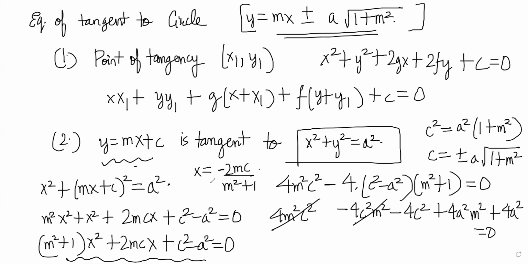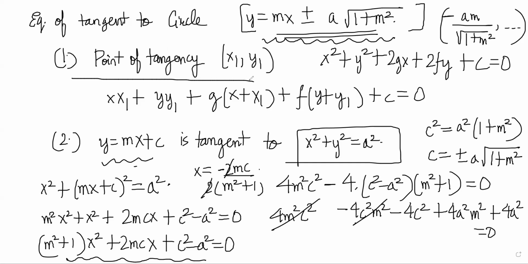minus 2mc by 2 times (m square plus 1). So it is minus cm by (m square plus 1). And c is a into root over (1 plus m square), right? So you will get minus m into a, that is minus am by root over (1 plus m square), as the x coordinate, right? And once you know the x coordinate, you can put mx plus c there and find the y coordinate also, right? So basically, we can find the equation of tangent with a given slope, and we can also find the equation of tangent if you know the point of tangency, right? So that is how you do that.